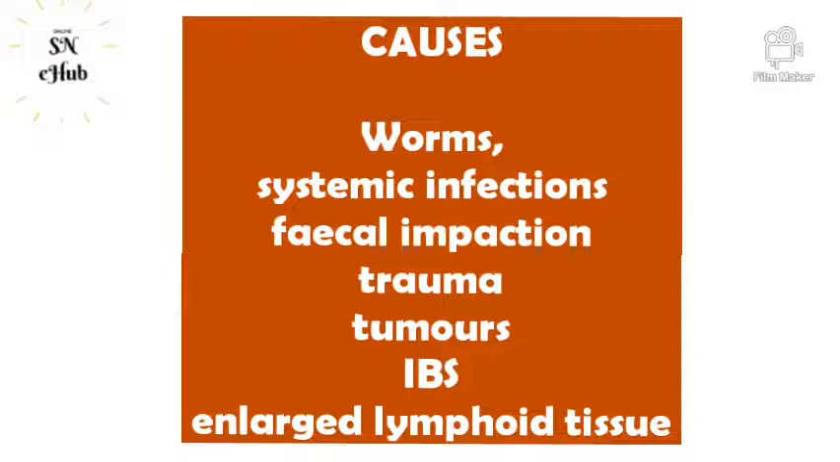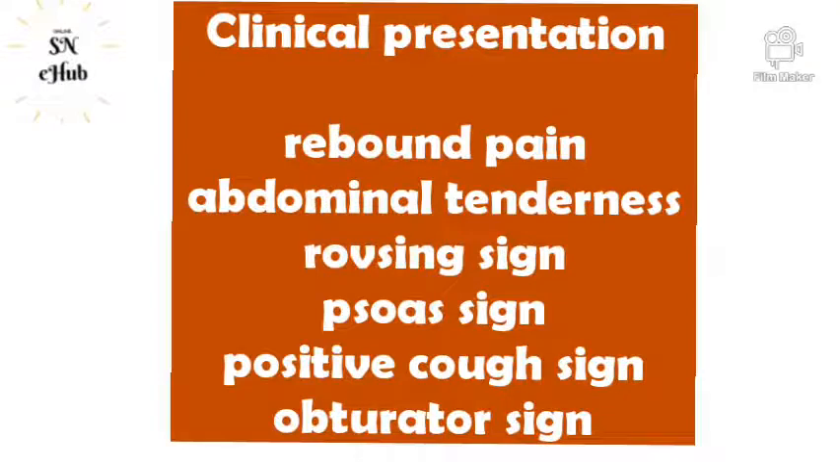Immediately you make a diagnosis of acute appendicitis, you need to think of performing an emergent appendectomy. Very important. What are some of the clinical presentations of acute appendicitis? We have rebound pain. When we talk of rebound pain, we are talking about pain in which when you touch the McBurney's region, it stops paining. But when you let go, that's when it begins to pain. So that is what is called rebound pain.